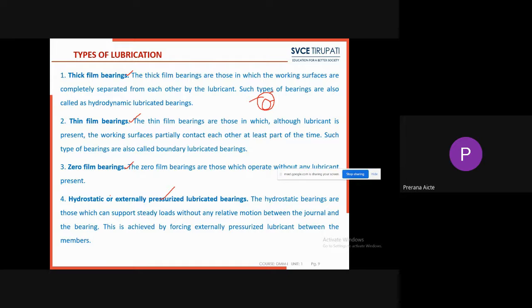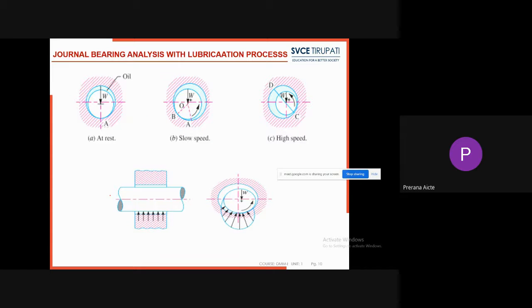Okay, right. Next, see here, when the journal bearing keeps on revolving, we have three stages. Now what is the first stage? If the journal bearing is in a rest condition, what happens?